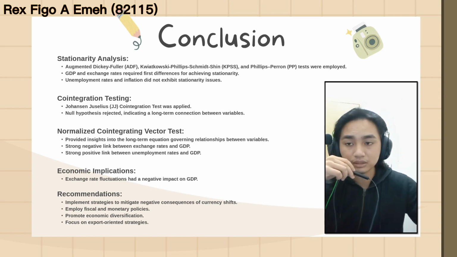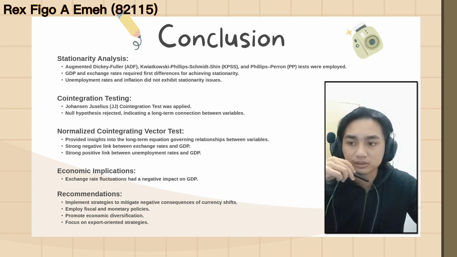Economic implication: exchange rate fluctuation negatively impacts GDP, emphasizing the need for strategies to mitigate negative consequences. Recommendations include stabilizing the economy during current shifts, implementing fiscal and monetary policies, promoting economic diversification, and export-focused strategies.